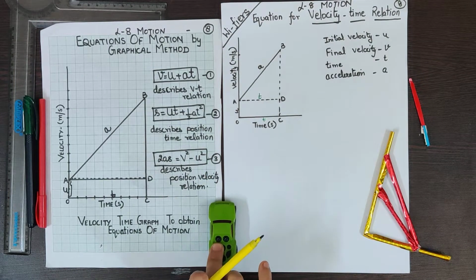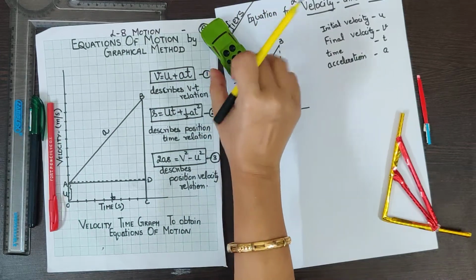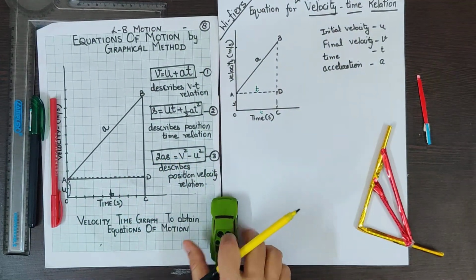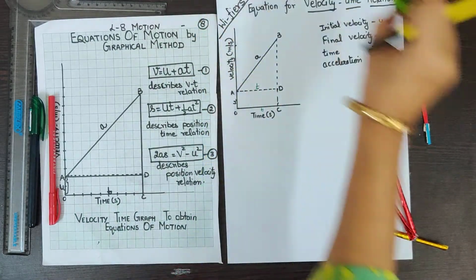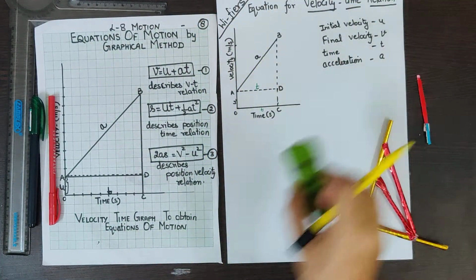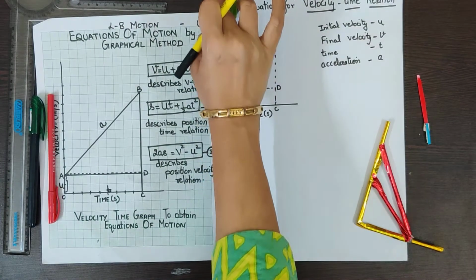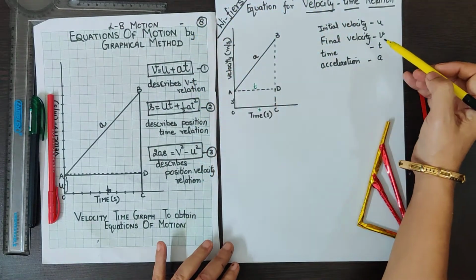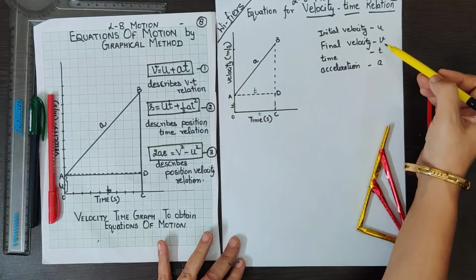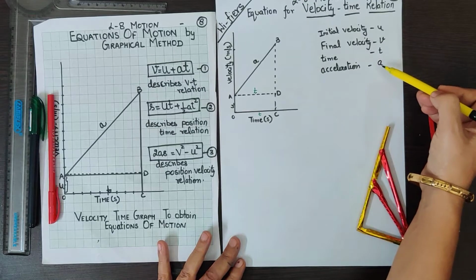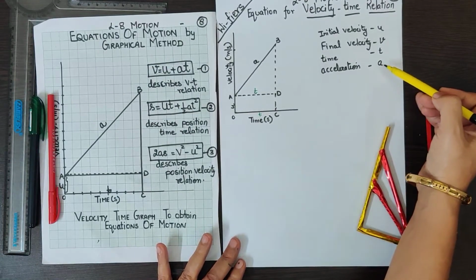See children, this is a car. This is going with the uniform velocity. But if it accelerates in this way, if it changes its velocity, speeds up in time t, let's say initial velocity is u, and then in time t it reaches its final destination. Its initial velocity is u, final velocity is v. In time t it has accelerated uniformly on a straight line with the acceleration a.